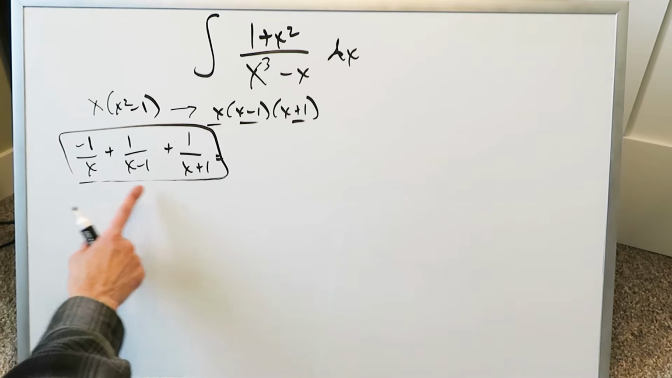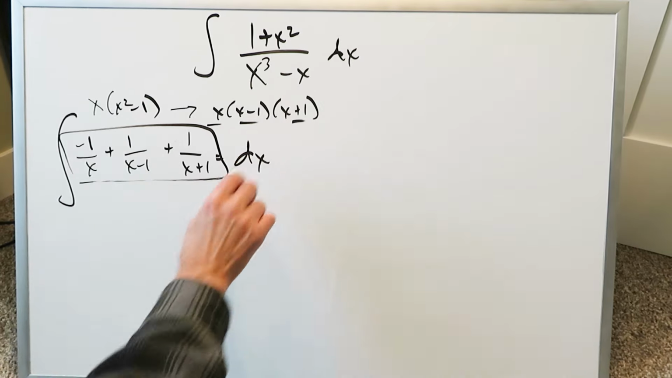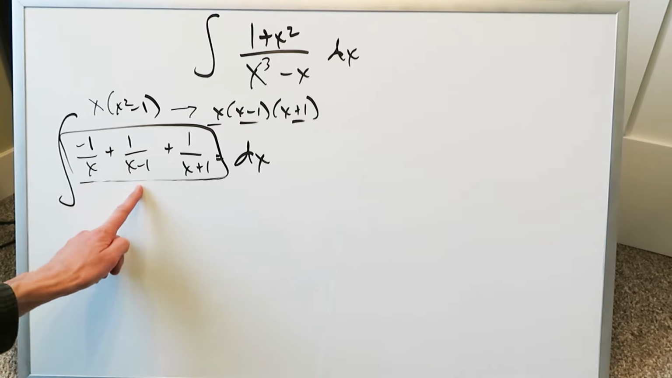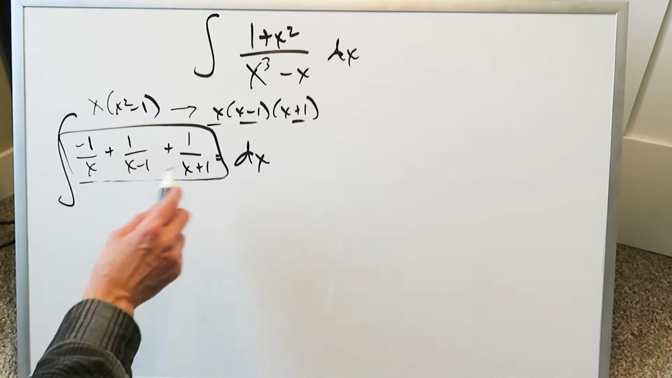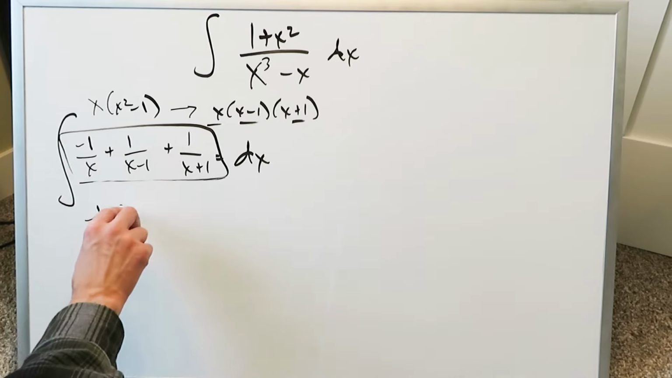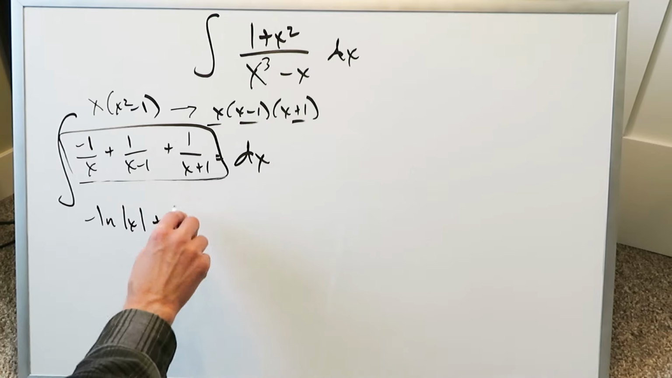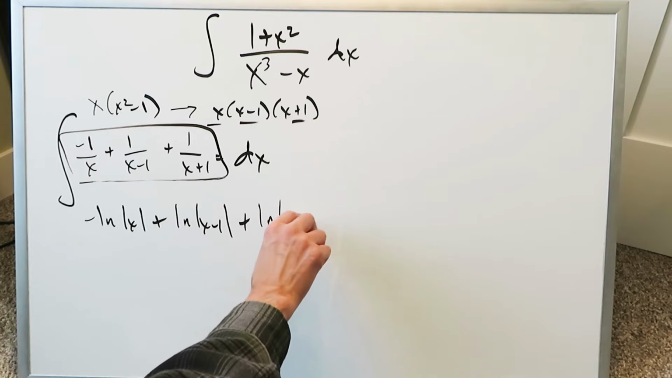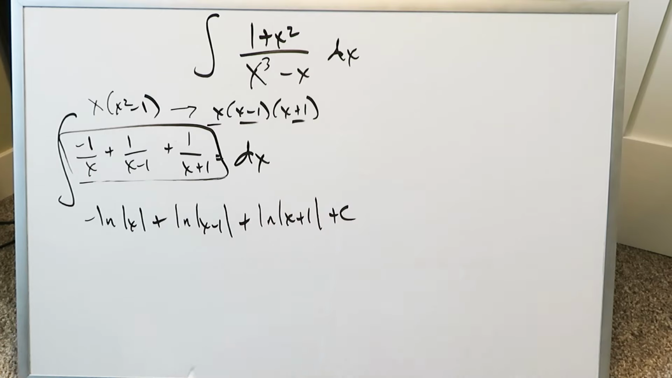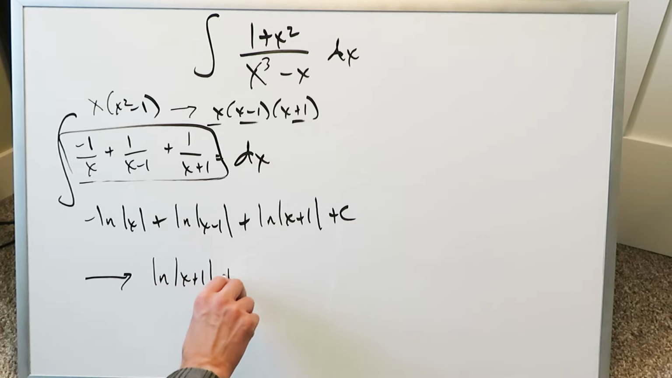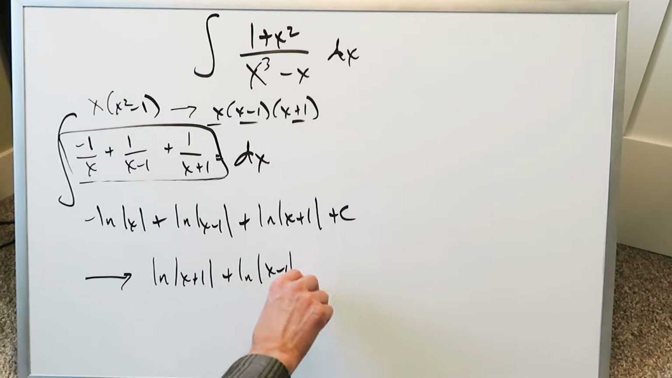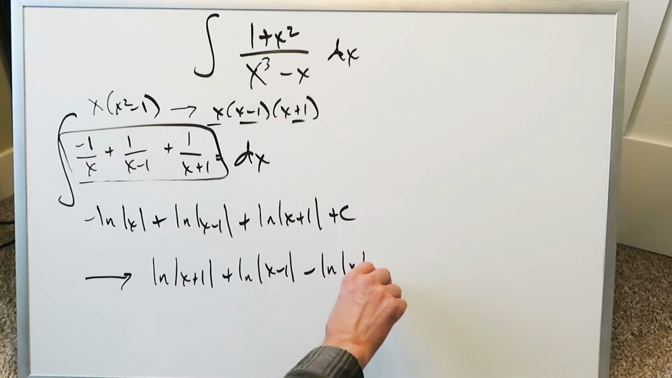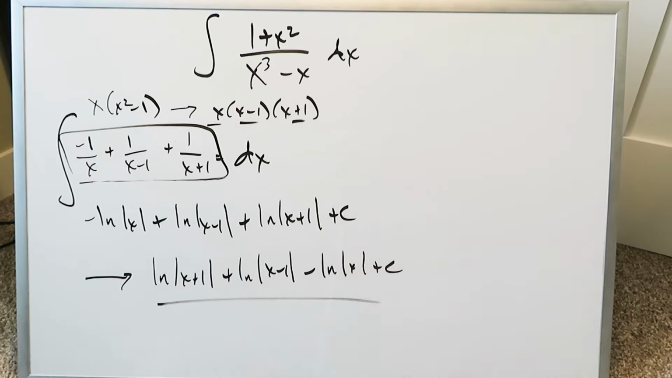And now your entire integral question is just this. Integrate this, integrate this, integrate this separately, and you'll get your answer. This right here will give you minus natural log x. This here will give you natural log x minus 1, and this here will give you natural log x plus 1, plus C. But you can write this in a good way. You can do natural log x plus 1 plus natural log x minus 1 minus natural log x plus C, and this here would be your antiderivative for that, and the question would have been solved.